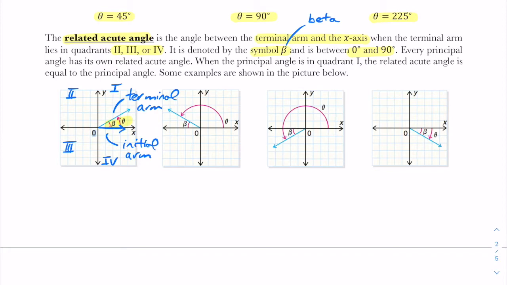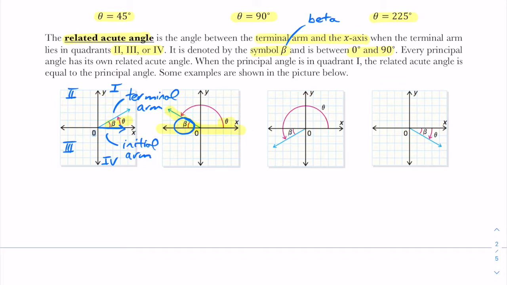However, in the second picture, notice that our terminal arm is in quadrant 2. So here's your principal angle, which I'm labeling as theta. But by definition, the related acute angle is the angle between the terminal arm, which I'll highlight here, and the x-axis, which I'll highlight here. You take the acute angle, the one less than 90 degrees. So convince yourself that that's why we label the following angle as the related acute angle.